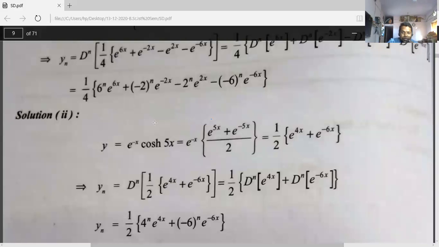Just observe here. Now here you are getting e to the power 4x. Again the same: e to the power m into e to the power n you can write as e to the power m plus n. Here you are writing e to the power minus x into e to the power 5x, meaning minus x plus 5x, you are getting 4x. Similarly the second term you are getting here.